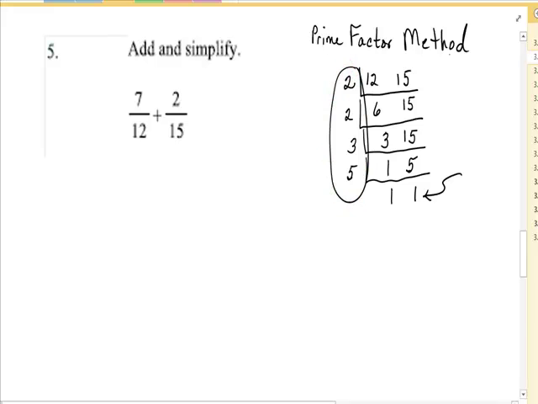If I multiply these, 2 times 2 times 3 times 5, 2 times 2 is 4. 4 times 3 is 12. 12 times 5 is 60. My least common denominator is 60. So I have 7 over 12 plus 2 over 15, and my common denominator is 60.